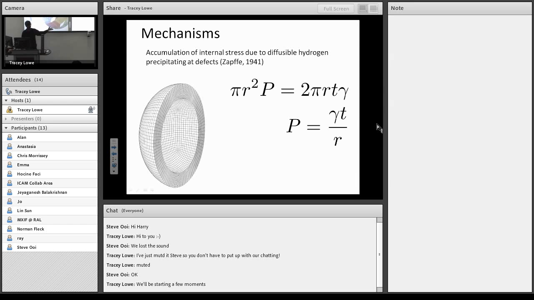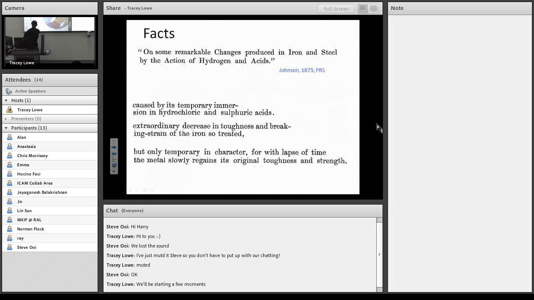So this goes back to 1941, and it's still a mechanism which is respected to some extent. Now, this is the 1875 paper on hydrogen embrittlement, where there were some remarkable changes produced in iron and steel by the action of hydrogen and acids. I have actually edited these lines to make them shorter. It's caused by its temporary immersion in hydrochloric acid or sulfuric acid. There is an extraordinary decrease in toughness and breaking strain of the iron, but this change is only temporary.